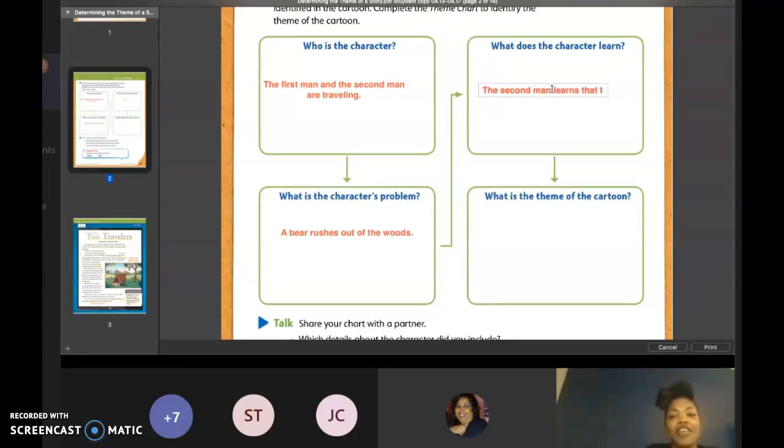learned that the first man, did he lie or did he tell the truth? Did the first man lie or tell the truth? Somebody add in the chat box. Did the first man lie or did he tell the truth? Based off of what Mustafa said, he broke his promise. So did he lie or did he tell the truth?